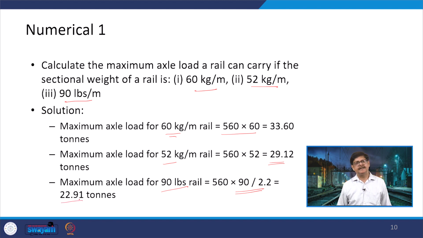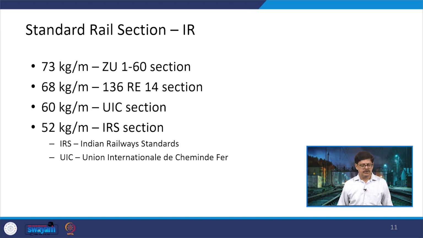and it gives you a value of 22.9 tons. That means, if we are going from 60 to 52 to 90 pounds per meter rail system, your capacity of handling the load is reducing. So, as soon as you get a higher number, if there is a number more than 60 kg per meter, that will give you an idea that it can take much more load as compared to the other rail systems. Now, here are the standard rail sections which are there.